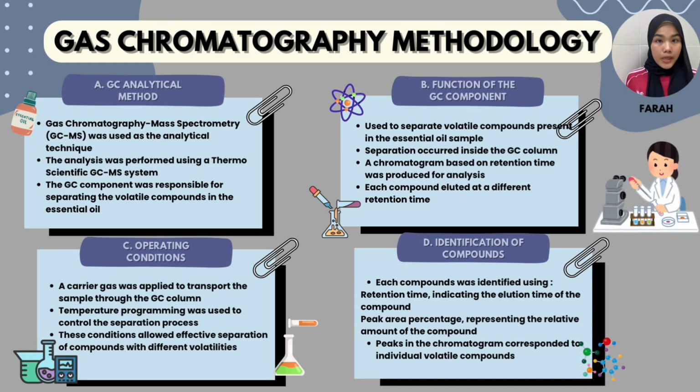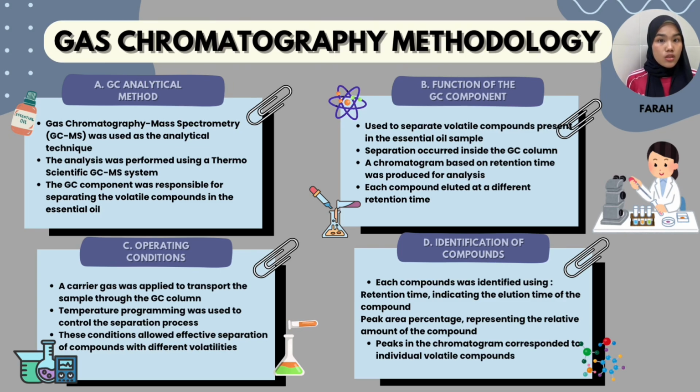Now, I will explain the gas chromatography methodology used in this study. First, under the GC analytical method, gas chromatography mass spectrometry or GCMS was used as the analytical technique. The analysis was carried out using a Thermo Scientific GCMS system. In this method, the GC component plays an important role in separating the volatile compounds present in the essential oil sample. Next, I will explain the function of the GC component.